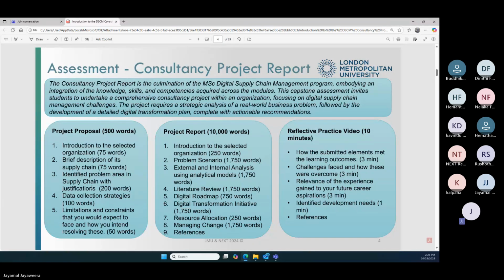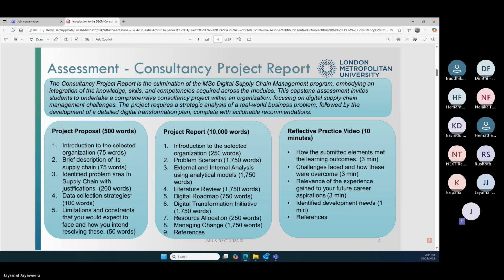Now, what kind of data collection strategies would you embark on when you start your report? When you start your project report, how would you collect data to identify the problems, the root causes, and that kind of thing? Are you going to use a questionnaire, or are you going to have some one-on-one sessions with decision makers of the organization? Are you going to have interviews?